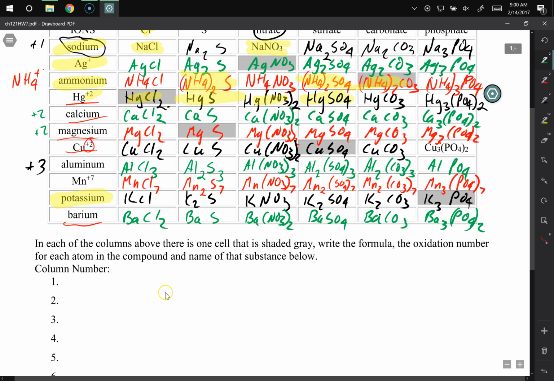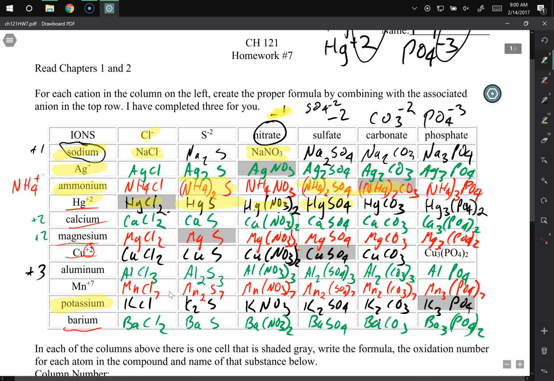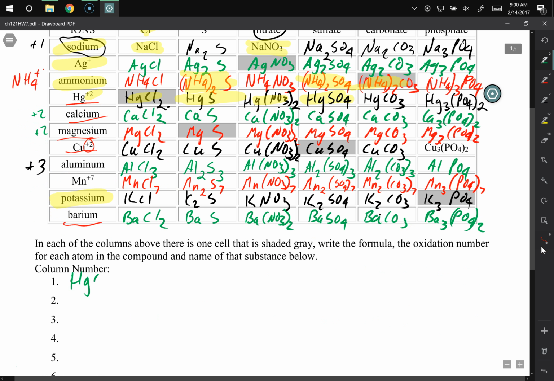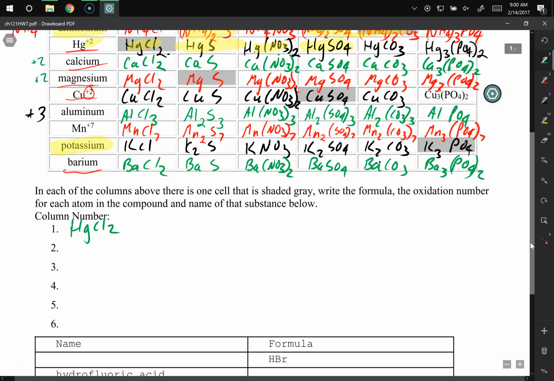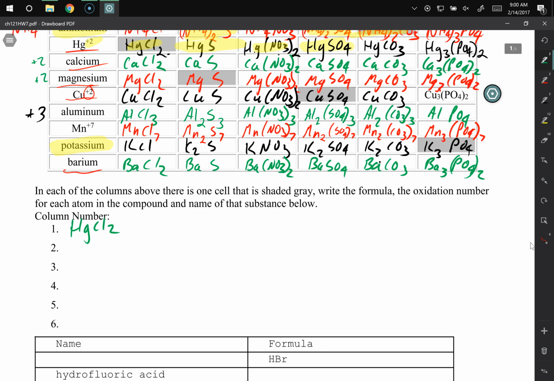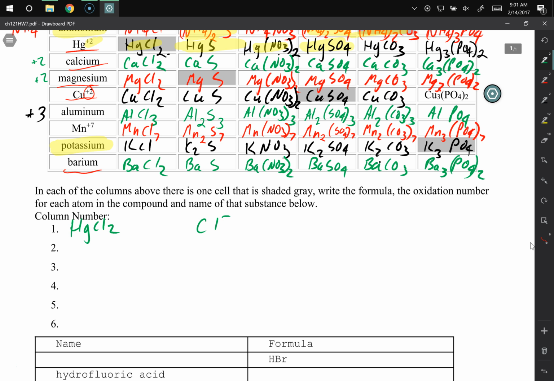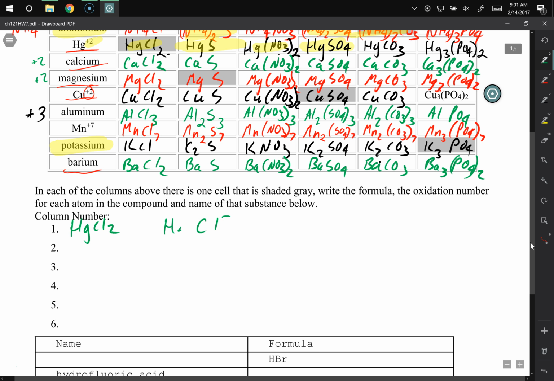Okay. Each of the columns, there's one shaded. So the first column, I've got HgCl2. So what are the charges here? Do I know what the mercury's charge is? If I just looked at the formula, I'd say no, because it's a transition metal, so I don't know which oxidation state it is. But do I know what the chloride's charge is? How do I know that the chloride's charge is a minus one? It's a halogen. Halogens' charges are minus one. So if I've got a minus one and a minus one, then that means the mercury's charge must be a plus two.